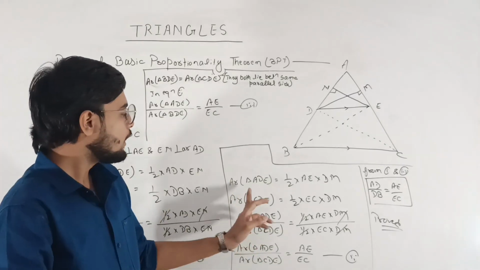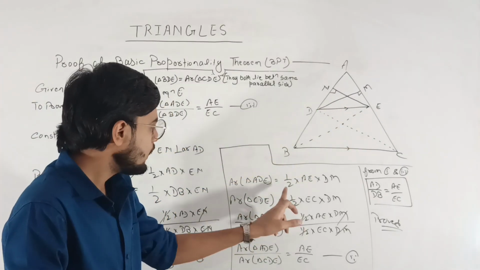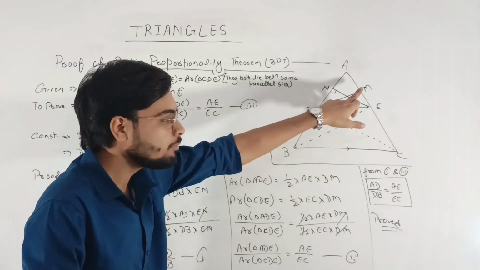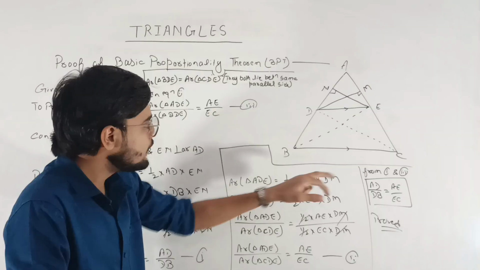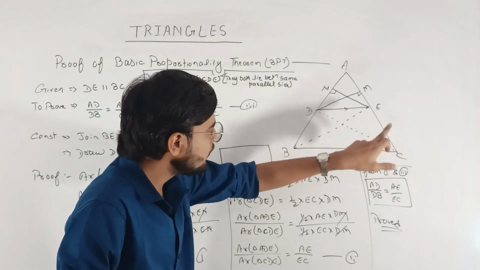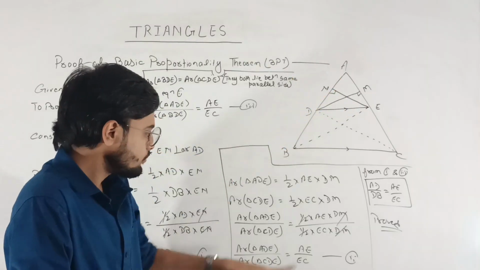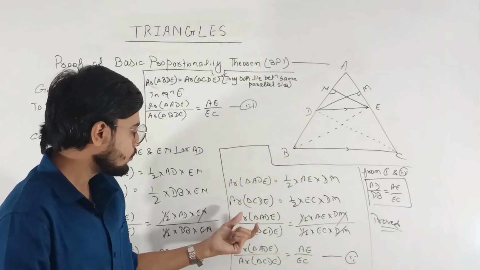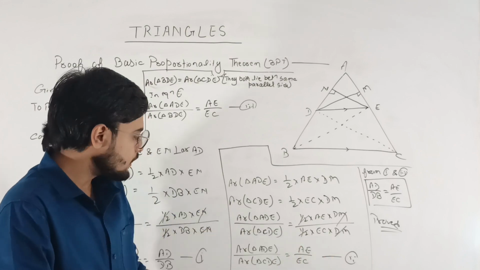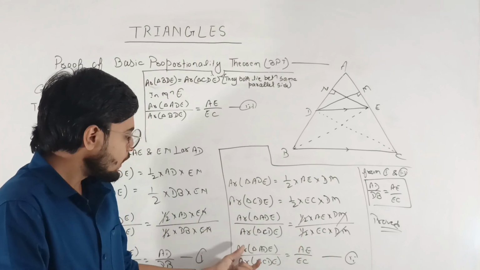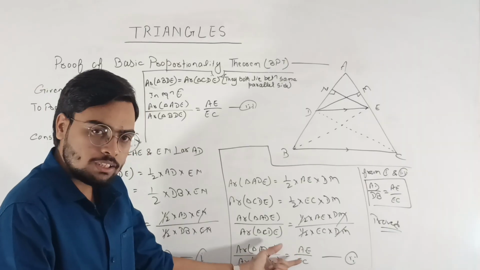Then again I find area of triangle ADE by taking AE as base. So AE as base, the height is DM. DM is the perpendicular from the opposite vertex of AE. Then area of triangle CDE by taking EC as base. So half into EC into DM, DM is height. Then again I take the ratio. So area of ADE upon area of CDE is equal to this. DM cancels, half cancels. Then what are we left with? Area of triangle ADE upon area of triangle CDE is equal to AE upon EC.